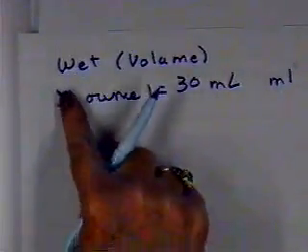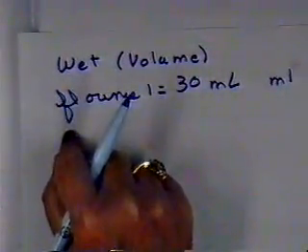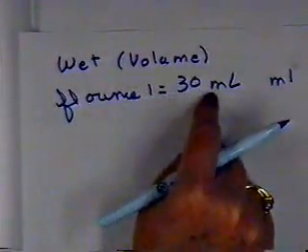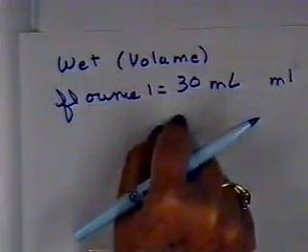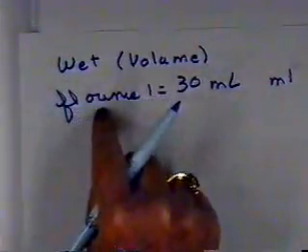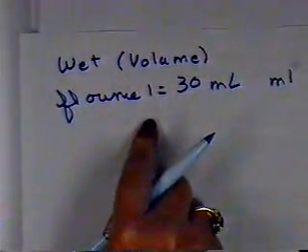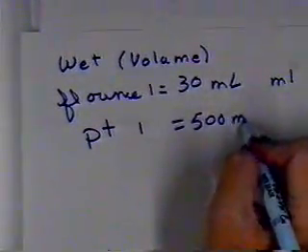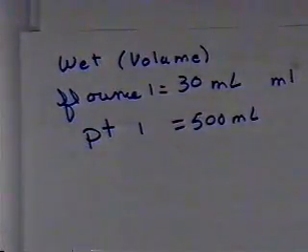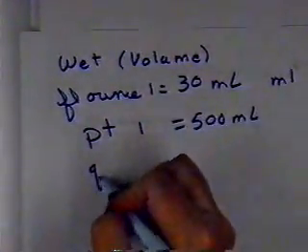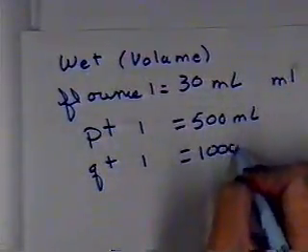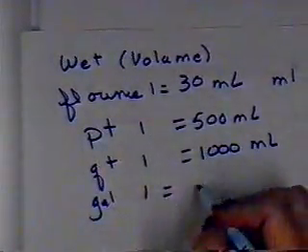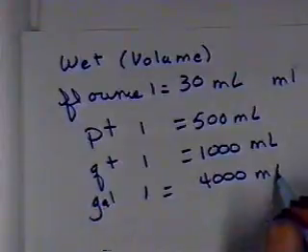Now again, I said you can write fluid on there, but you don't have to write fluid. You know if you pick up something and it's wet that it's a fluid ounce. And you know if it's wet, you can go to milliliters. If it's dry, you can go to grams. So actually, I don't always write the fluid because you know whether it's wet or dry when you're working with it. 1 pint is 500 milliliters. 1 quart is 1,000 milliliters. And 1 gallon is 4,000 milliliters.